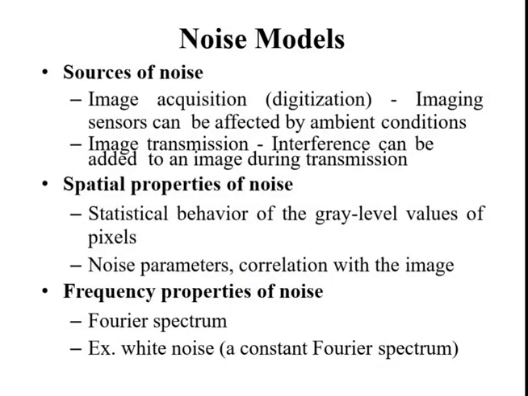The next topic is the noise model. The principal sources of noise in a digital image arise during image acquisition and/or transmission. The performance of imaging sensors is affected by a variety of factors, such as environmental conditions during image acquisition and the quality of the sensing elements themselves. For instance, in acquiring images with a CCD camera, light level and sensor temperature are the major factors affecting the amount of noise in the resulting image.